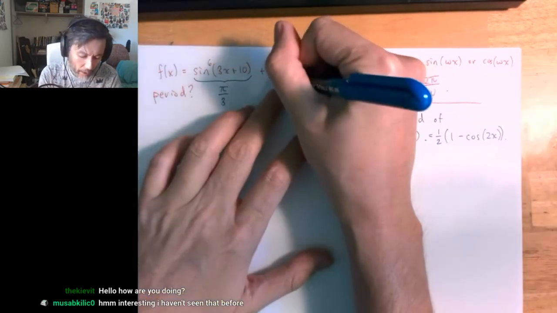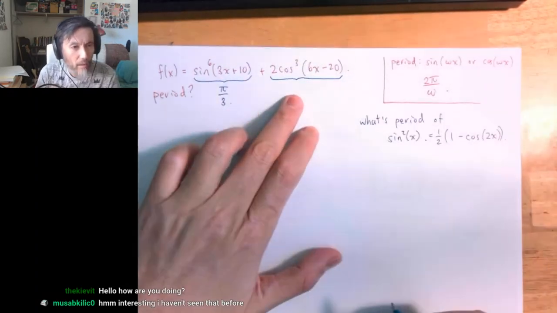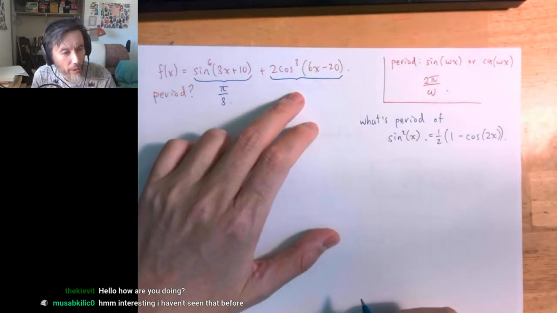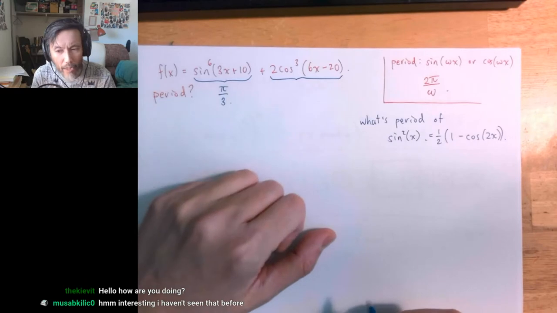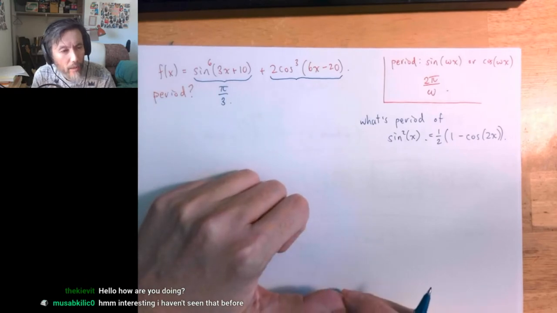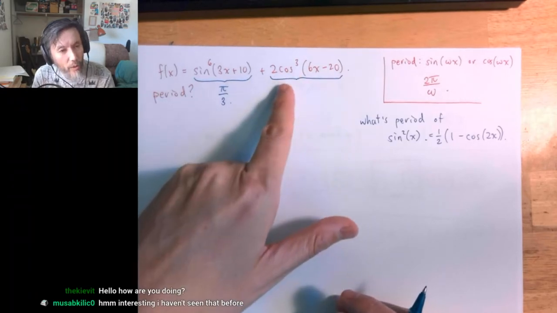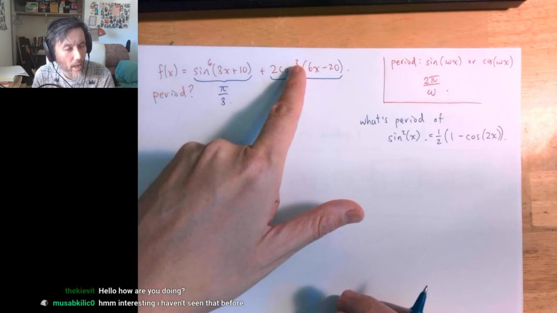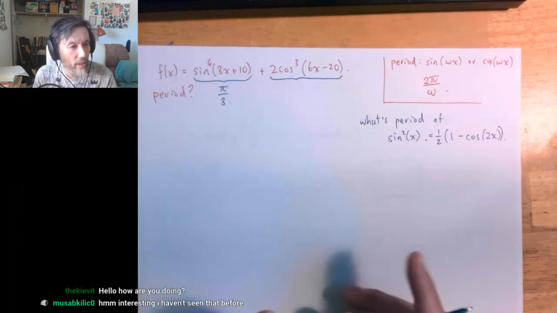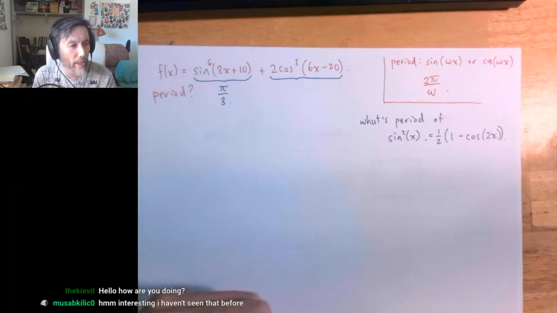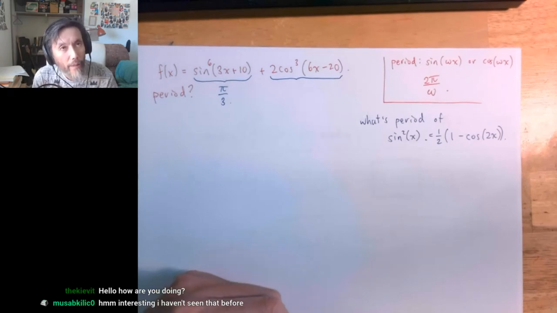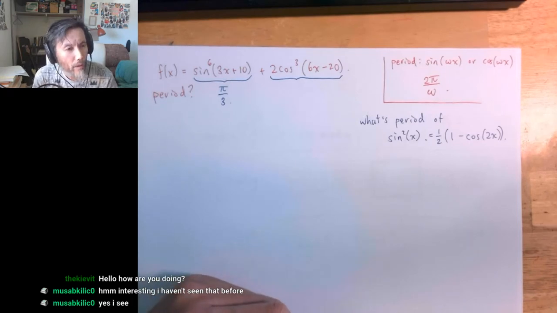And I think that the period of this guy, frankly, is also pi over 3. I think that this is also pi over 3 periodic. And that's because we're raising this cosine to an odd power. And I believe that when you raise the cosine to an odd power, or a sine for that matter, the period is untouched.